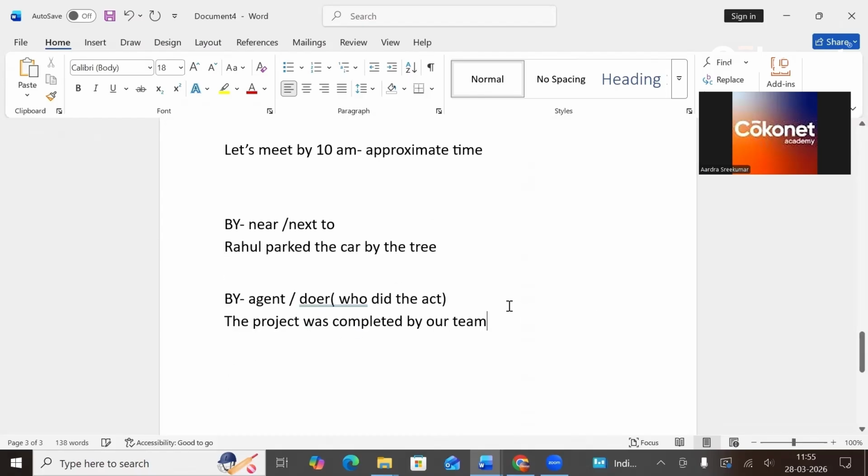Okay. So "by" for approximate time, then near or next to, and then the agent. For example, she traveled by car. What exactly is the meaning of "by" here, or what is "by" serving? The purpose of how something is done, right? How something is done through a mode of transportation. Broadly, if you want to talk about a mode of transportation through which you came, you can use "by". So she traveled by car. Through which mode of transportation? By car.